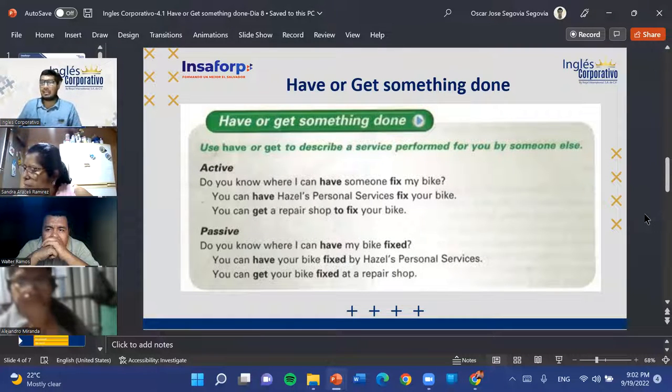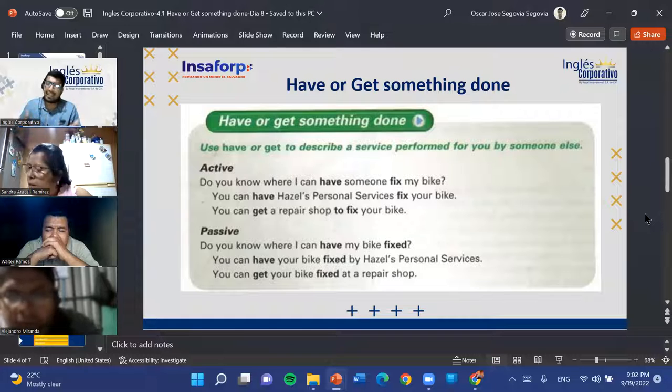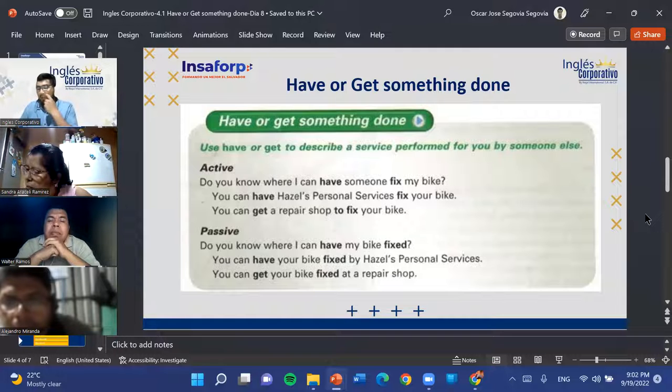But with get, it's like, if you have a son and you tell someone, get your son to go to the store, because it's your son, you can order that person to do something. That is basically what we're doing with get, like ordering someone or commanding someone to do something. But with have, it's more like asking someone to do something.